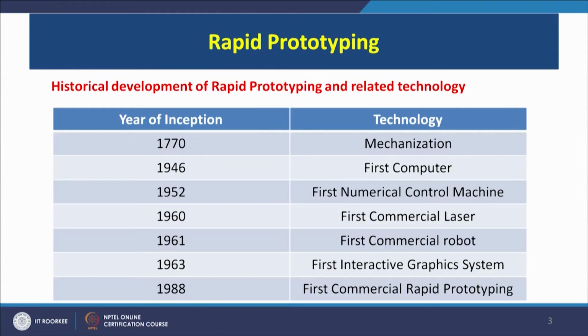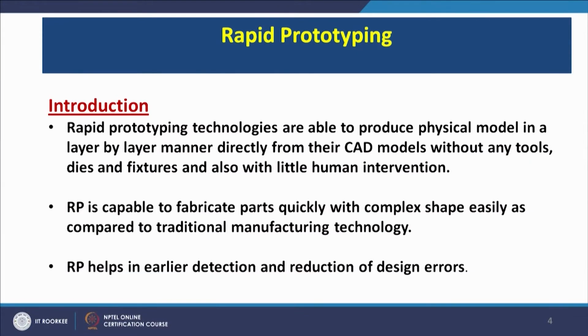Now this is the history of rapid prototyping. In 1770 the concept of mechanization came into being. I will not read each and every step involved here, but in 1988 the first commercial rapid prototyping technology was developed. Now rapid prototyping technologies are able to produce physical models, which I have already explained, in a layer by layer manner directly from their CAD models.